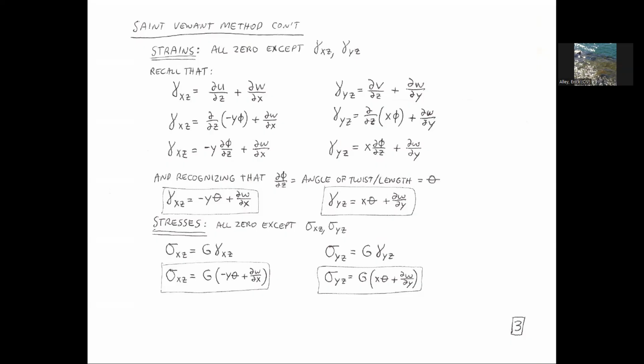And we can also recognize that that twist per unit length we said was going to be a constant. That's our theta. Before it was d phi dx, now we just got z going this way, but it's still twist per length. So theta goes in, and that's a constant number. So now my strains are going to be gamma xz is going to be minus y times that twist rate plus some warping derivative, and gamma yz is going to be x times the twist rate plus a warping derivative. So stresses, there's only two that are non-zero, and all we got to do is take these strains times G. So there's our stresses, and all these are now in terms of displacement and/or position.